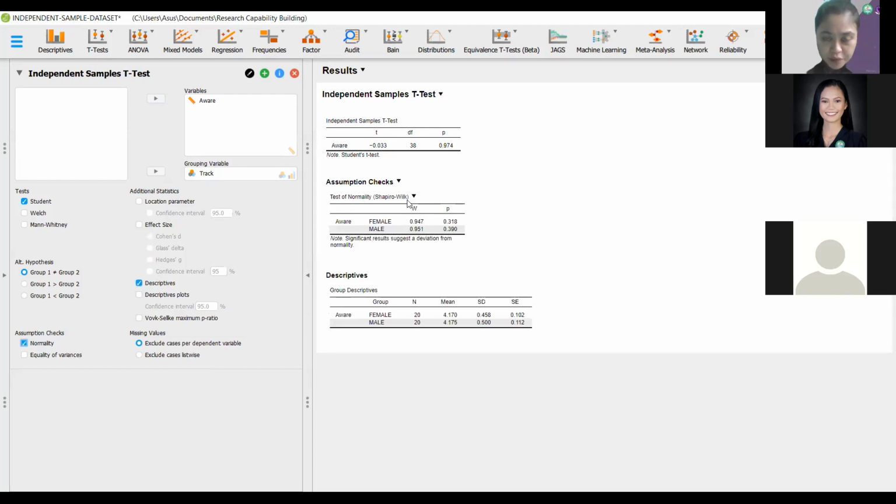Assumption checks, test of normality, Shapiro-Wilk. The p-value for the female is 0.318. The p-value for the male is 0.390. What do you think? Are the data sets normally distributed or not?